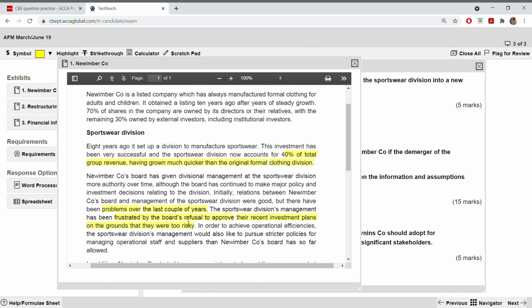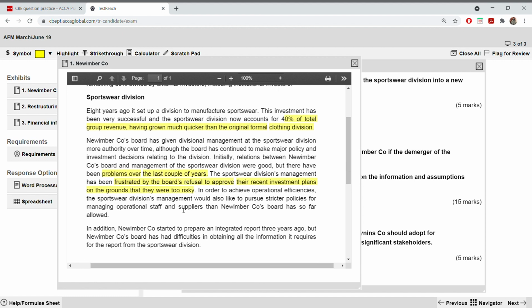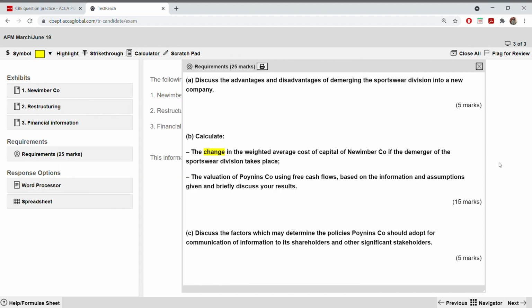Somewhere I've written, somewhere I just now read. So this is what happens when you don't highlight. You forget what you... yes. In addition, you started to prepare an integrated reporting 3 years ago. Okay, so you have to talk about integrated reporting. That's why it's mentioned in the exhibit. Definitely in one of the requirements, even if they clearly don't ask about integrated reporting, you have to talk about integrated reporting. It is there in the exhibit.